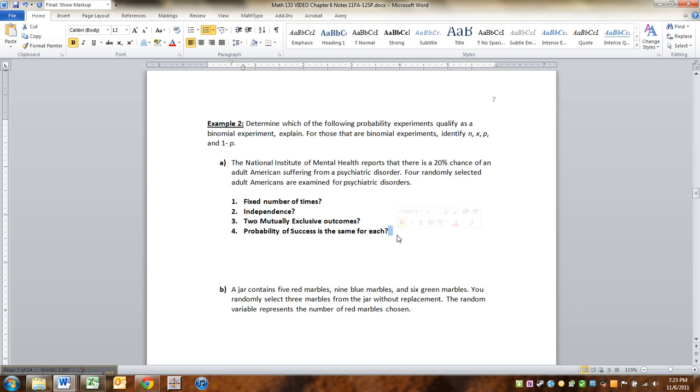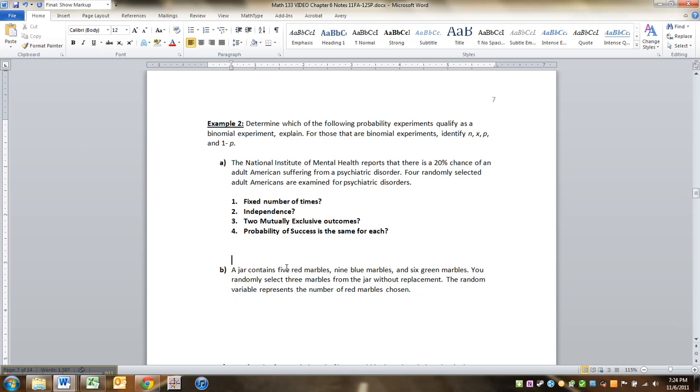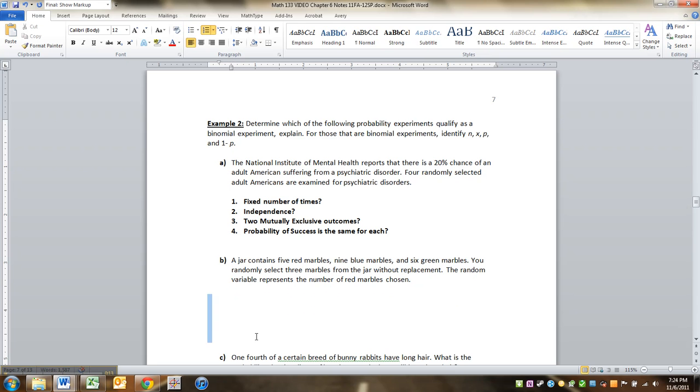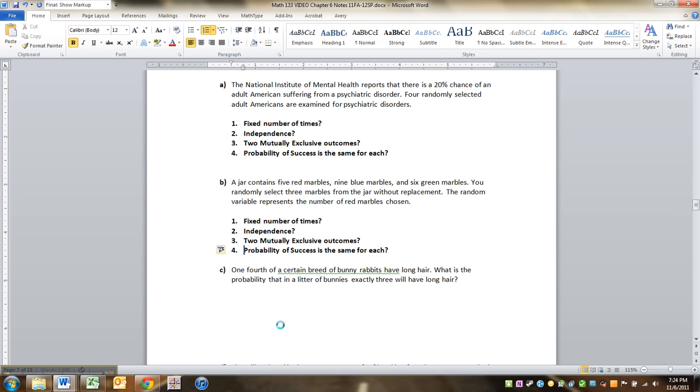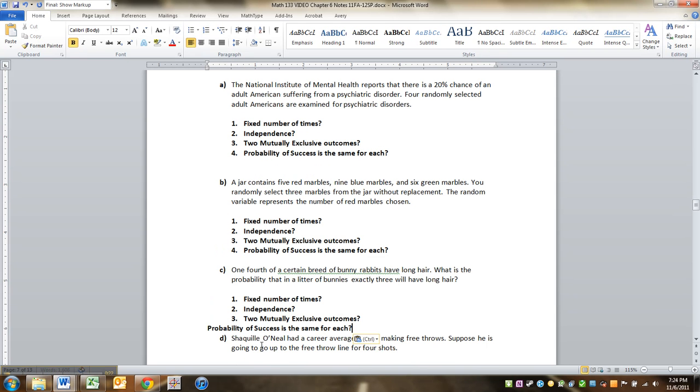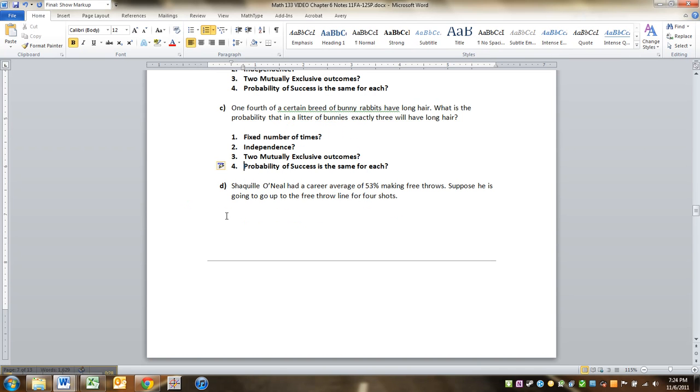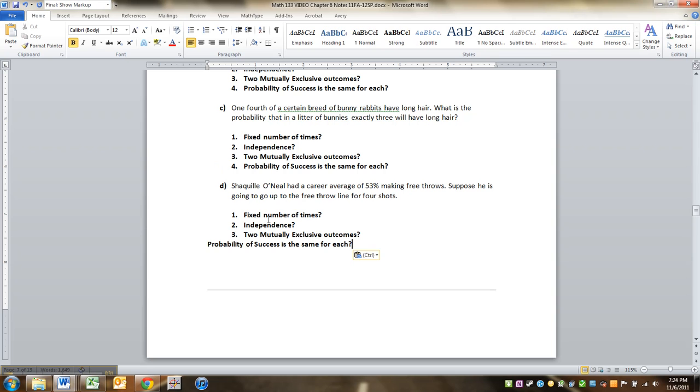All right, so now that we know what a binomial experiment looks like, at least in theory, we are going to try to test our knowledge against some problems here. I've written down here the 4 core things that we're going to be looking for when we look for a binomial experiment. Namely, do they have a fixed number of trials? Is there independence or not? Are there two mutually exclusive outcomes or not? And is the probability of success the same for each? So let's check it out.